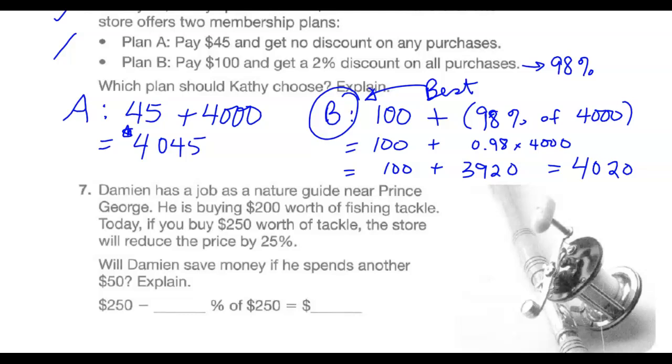So you want to basically check that out. Here they've done it in 2 steps. So reduce the price by 25%. So they're doing it by subtracting 25% of 250. Or you could just find what 75% of 250 is. That will give you the same final answer.